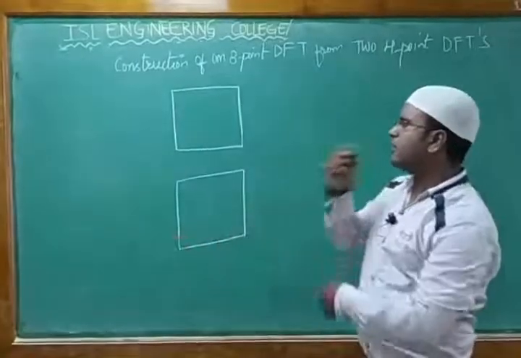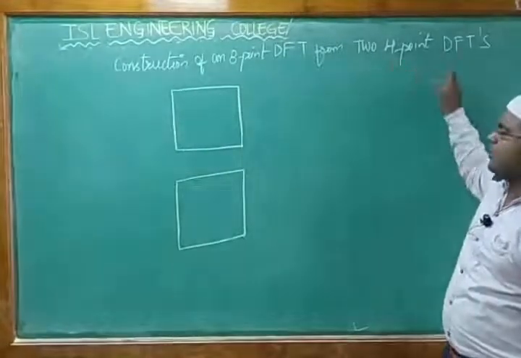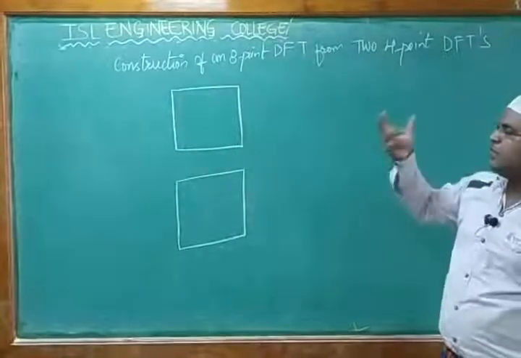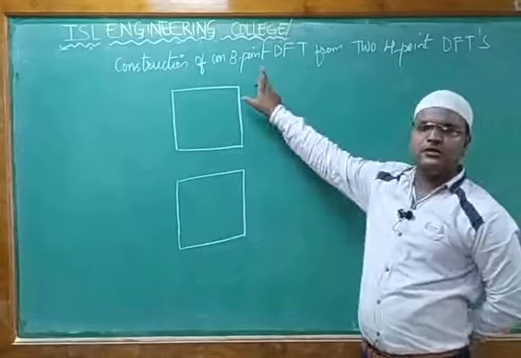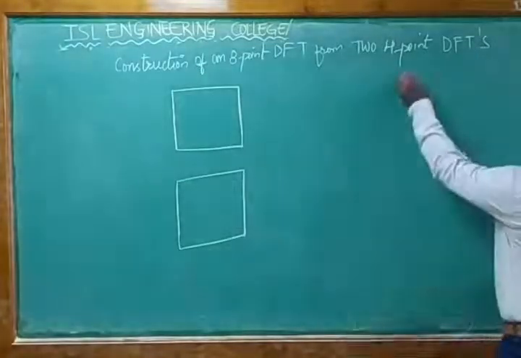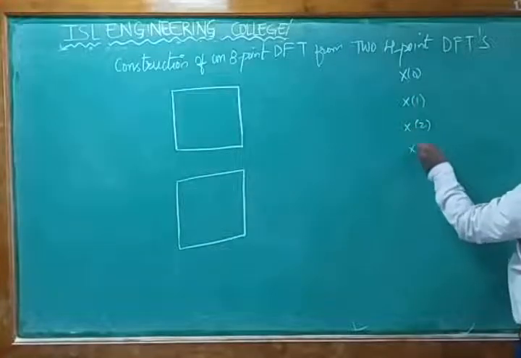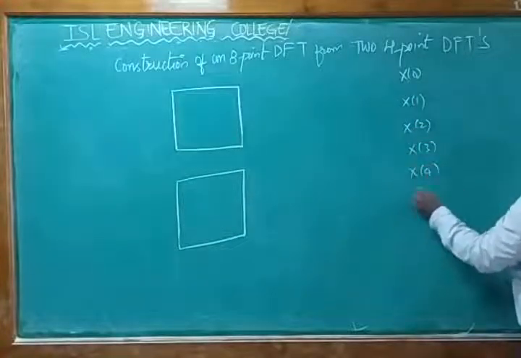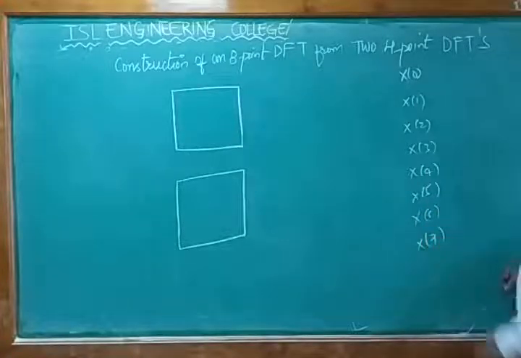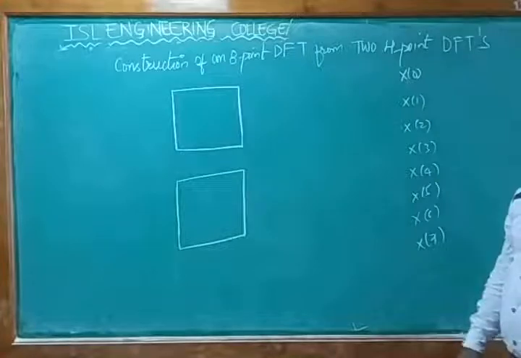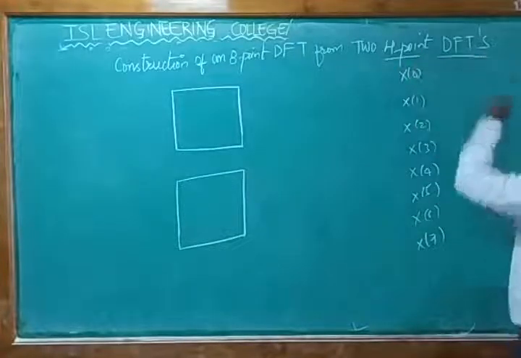So see students, we are taking next one, construction of 8 point DFT from two 4 point DFTs. In this, what are we doing? We are taking the graph of it. We are taking 8 point, meaning whatever the output is, it should have 8 values: X of 0, X of 1, X of 2, X of 3, X of 4, X of 5, X of 6 and X of 7. So this is our output. That means it should be 8 point. That 8 point, we want to get from 4 point DFT.